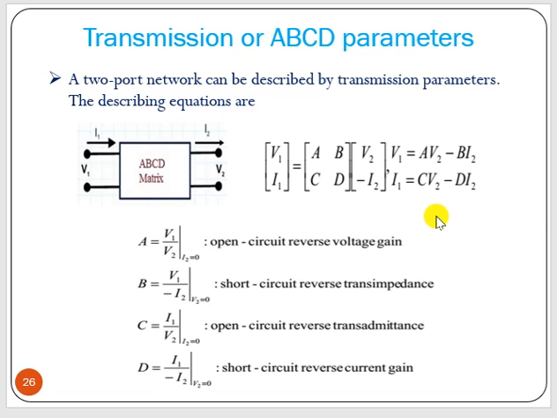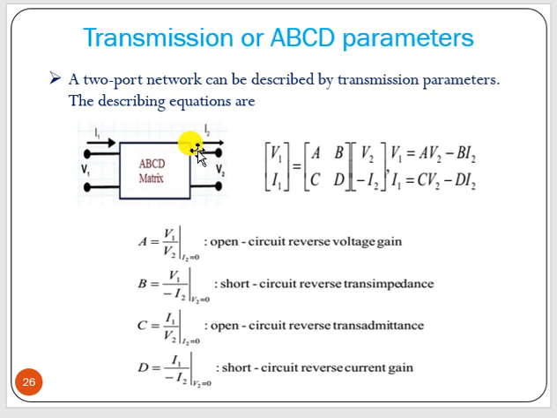Now there is another type of parameter that is called the transmission or ABCD parameter. In this case, the main difference is that in the other cases the current I2 is entering the network. This is for a transmission line, so it is basically a one-way direction.